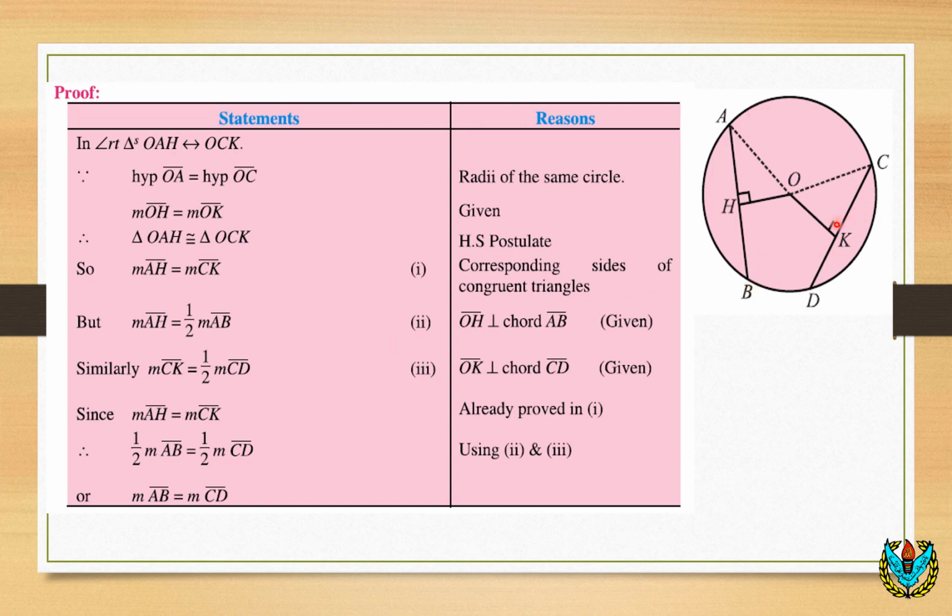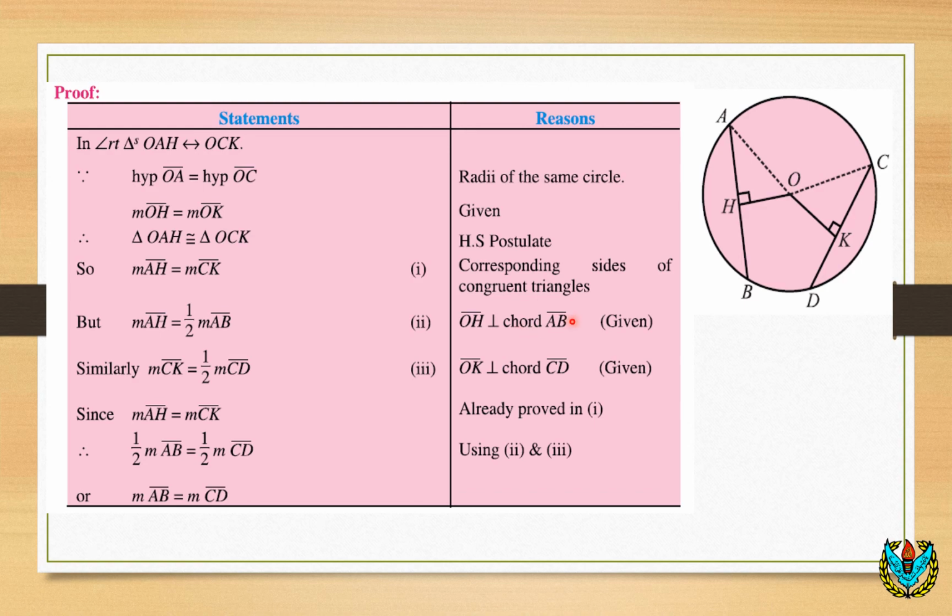Similarly, OK is the perpendicular drawn to the chord CD. A perpendicular drawn from the center bisects a chord. It means OK divides the chord CD into two equal parts. So CK is half of this chord CD. AH is half of AB. CK is half of CD. Both have the same reason.